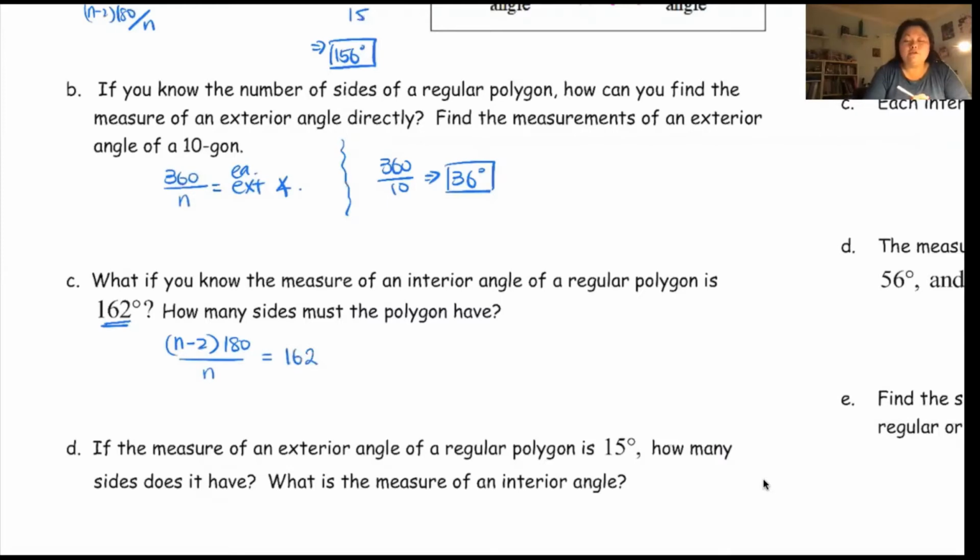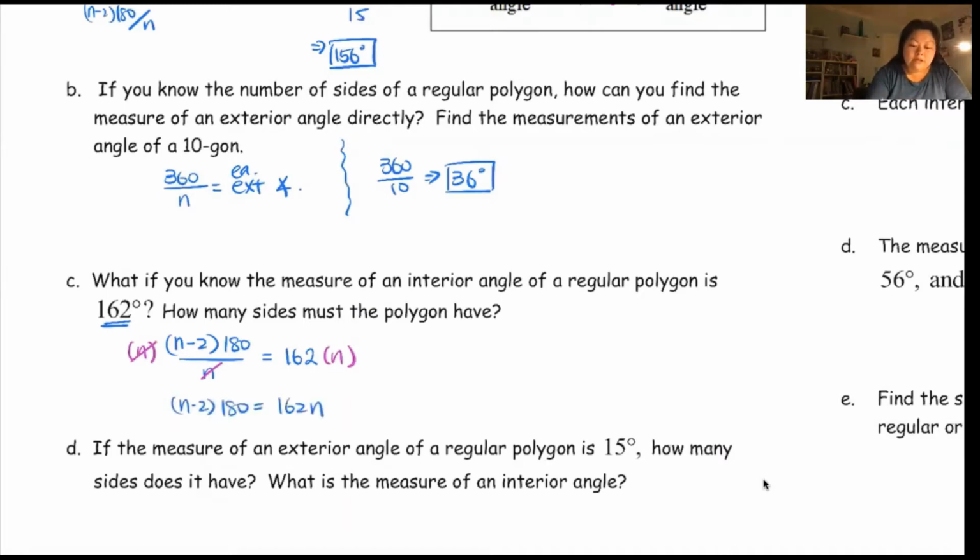Okay, so first step I would suggest you to do, let's get rid of that n on the bottom. It's kind of annoying, right? Because it's making a fraction there. Okay, so now that makes it a little bit easier to work with. I have n minus 2 times 180, and I have 162n.